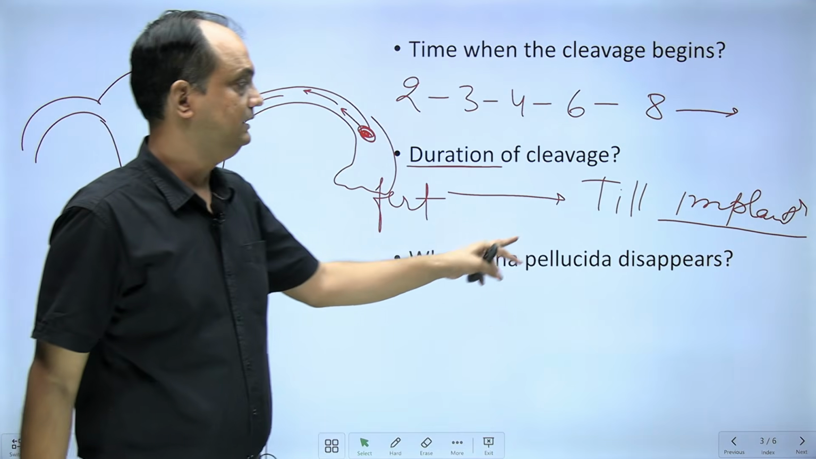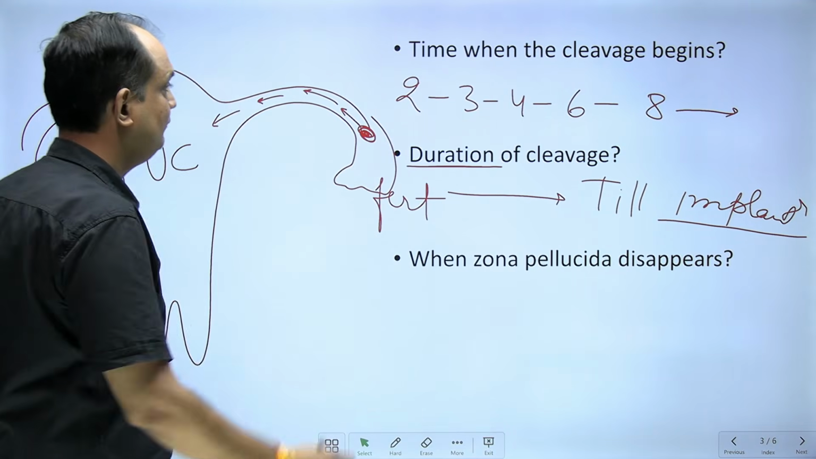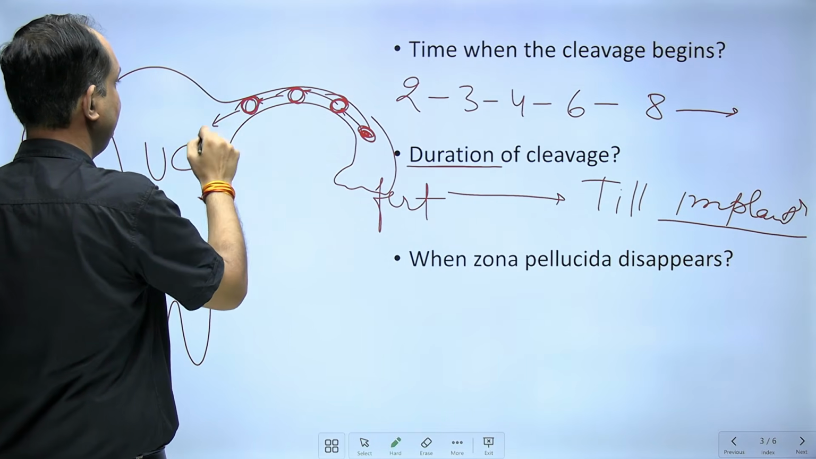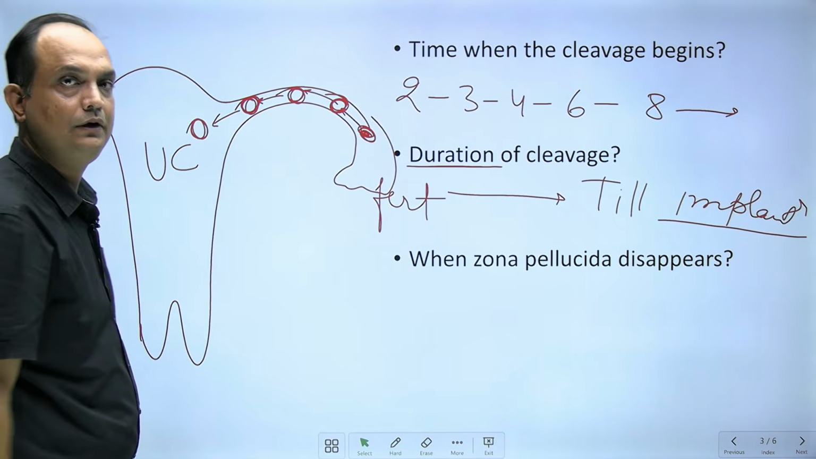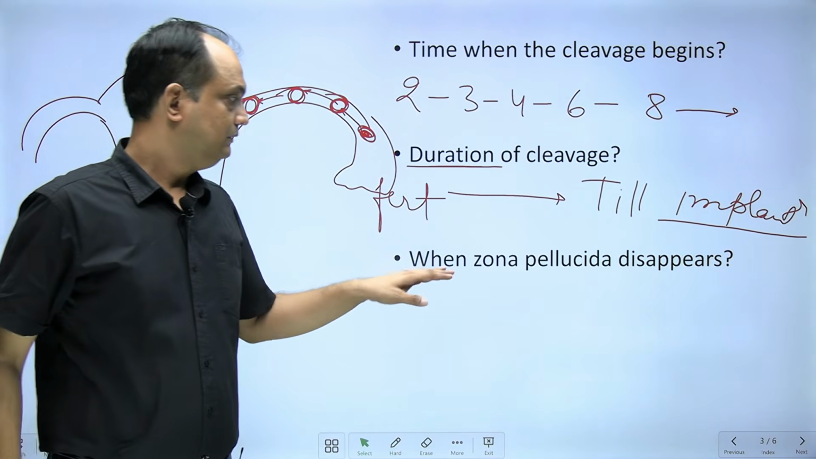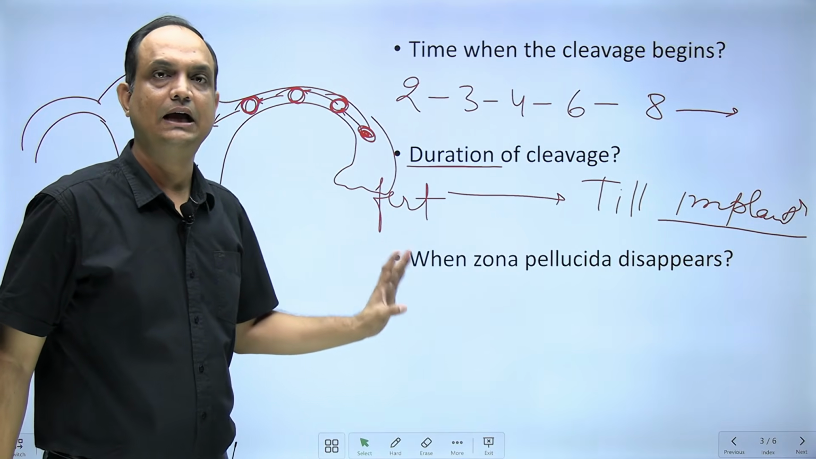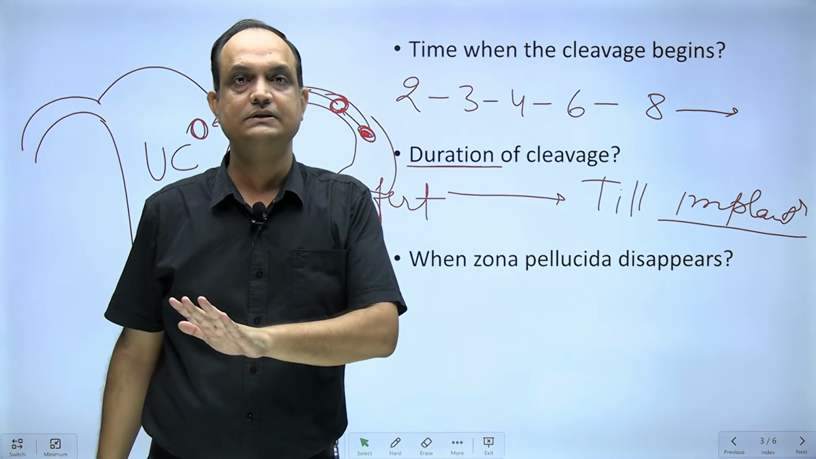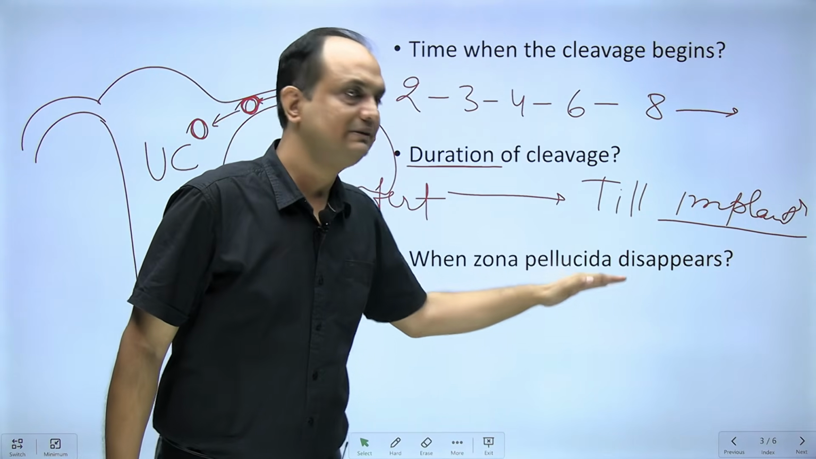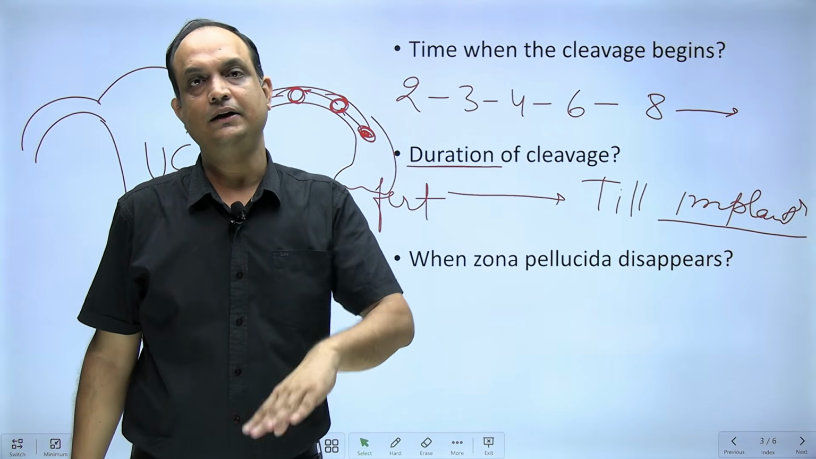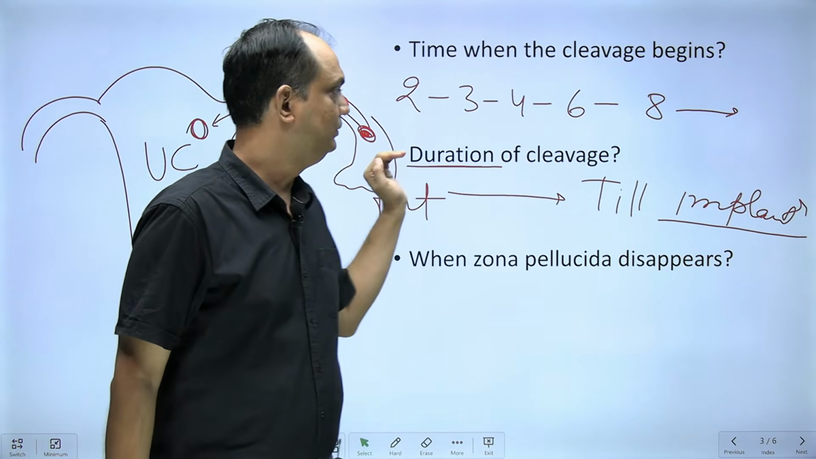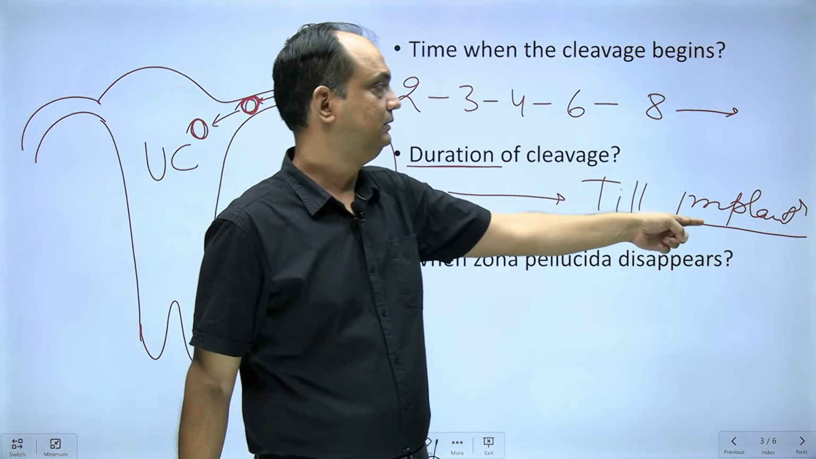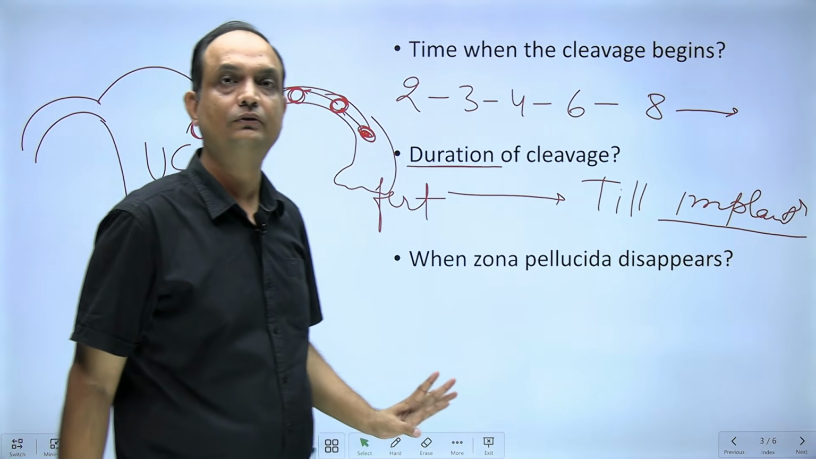But this layer of zona pellucida avoids the abnormal implantation of this developing conceptus into the fallopian tube. In other terms, you can say that the stages which are all covered by the zona pellucida are under cleavage. Clear? Because as soon as the zona pellucida disappears, there is an implantation. And I am saying that the duration of cleavage is till implantation. So when the zona pellucida disappears, there is an implantation, that means there is a stoppage of cleavage. Clear?